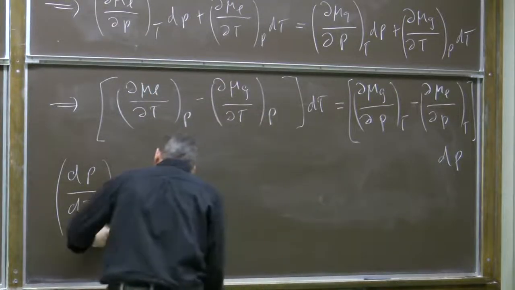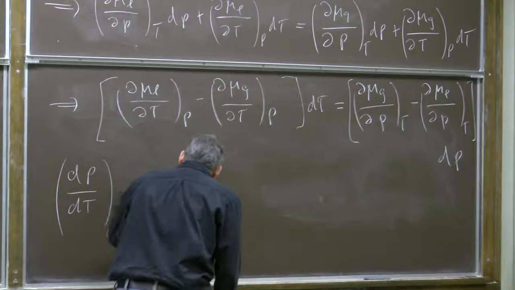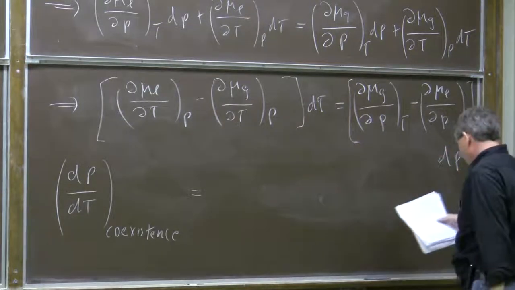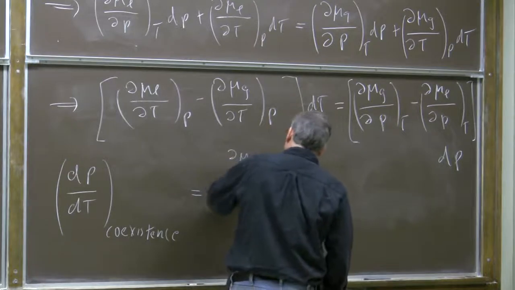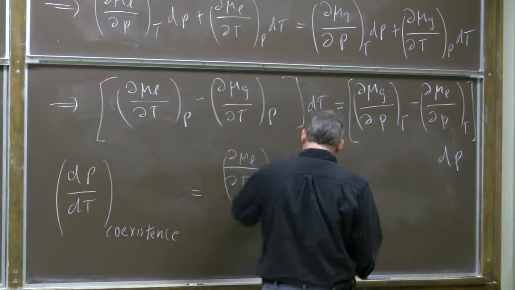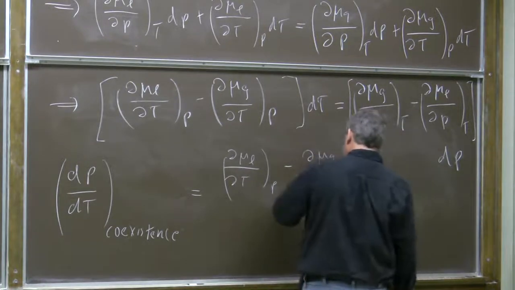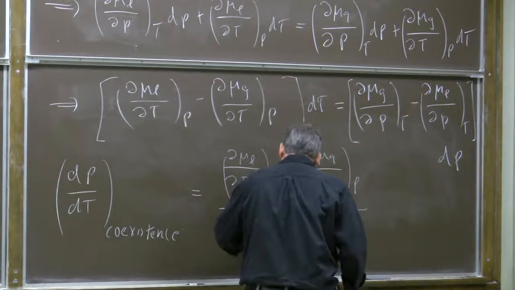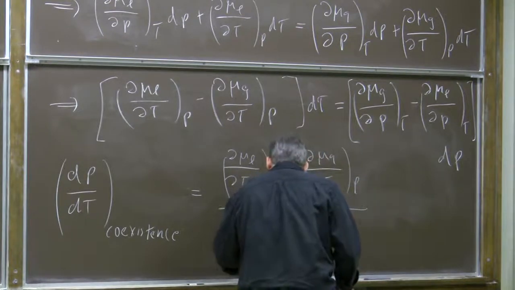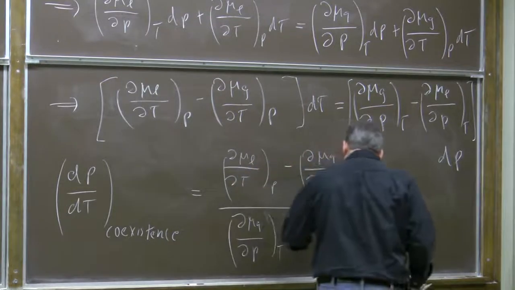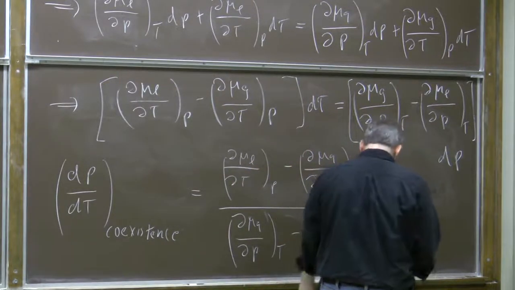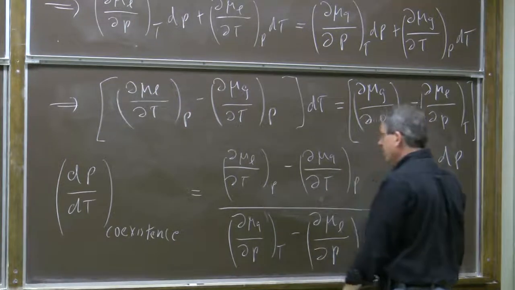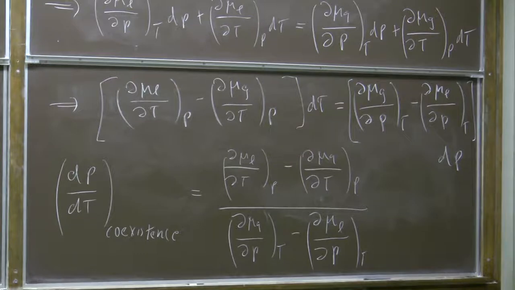Okay. So under phase coexistence, just dividing by d tau and putting this in the denominator on the other side: derivative of chemical potential of liquid with respect to temperature at constant pressure minus derivative of chemical potential of gas with respect to temperature at constant pressure in the numerator, chemical potential of gas differentiated with respect to pressure at constant temperature minus chemical potential of liquid differentiated with respect to pressure at constant temperature in the denominator. Okay, so now what are these quantities?